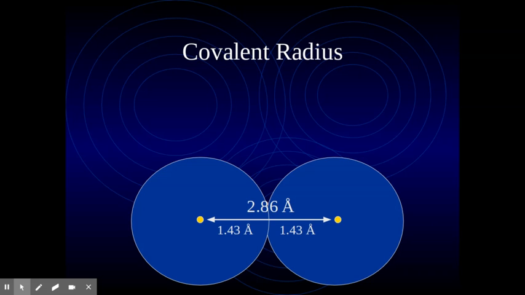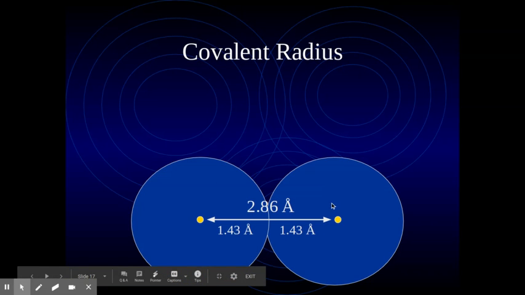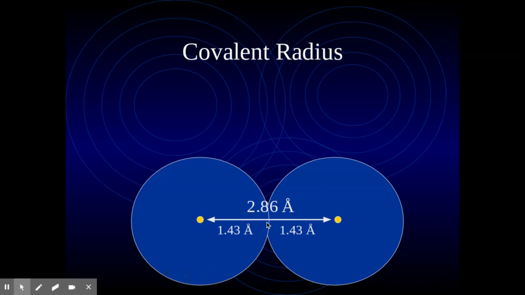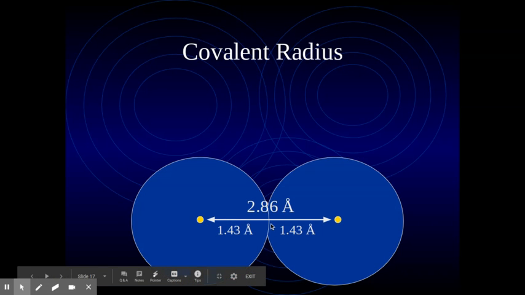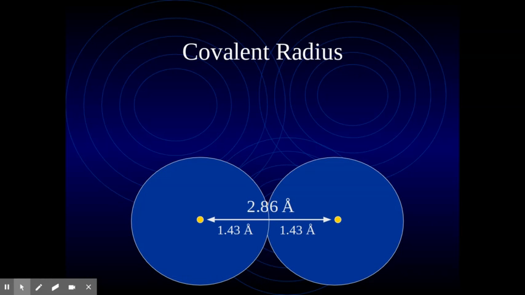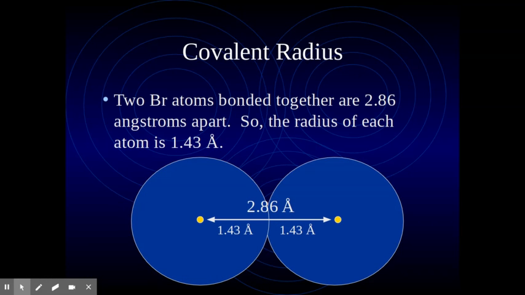So let's take a look at what that looks like. So here you would have two atoms bonded together. So here's one nucleus, here's another nucleus. Those are fixed points that we could measure, right? And so you can measure the distance between those, divide that in two, and now you've got a radius. So that's how we measure the covalent radius of atoms. These were two bromine atoms, by the way, in this example.